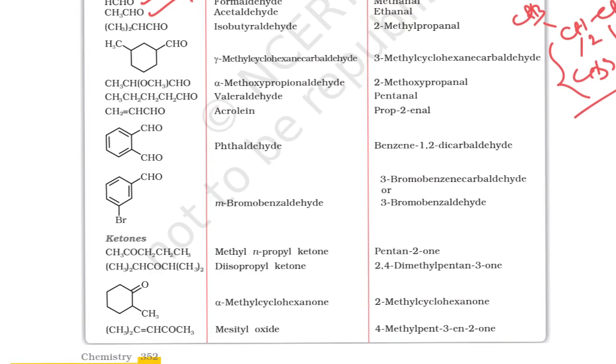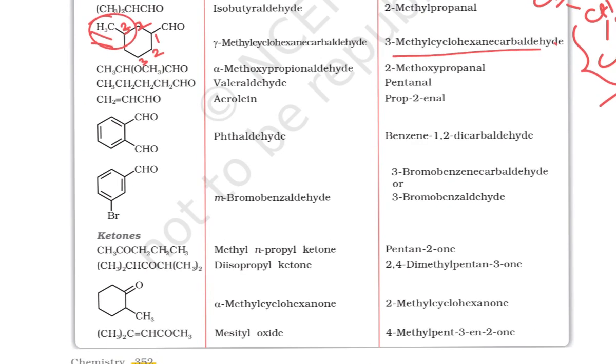We will start with another molecule. This is your functional group, right? 1 2 3, okay. But we can go this way, at the time your substituent gets the least possible number. So 3-methyl cyclohexane carbaldehyde. Then your next molecule, let's give the number. So 1 2 3 4 5 6 7 8 9.